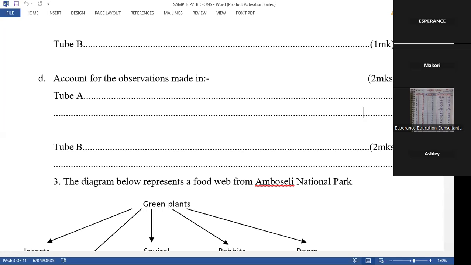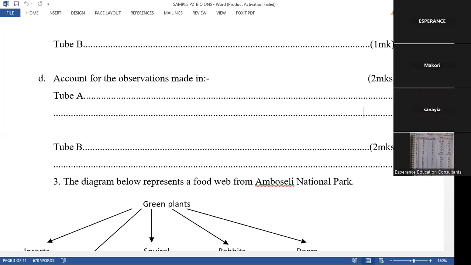Noela, are you here? Maybe you may have entered with another name. I'd also wish to know whether Sanaya from Kipsigis Girls is okay. Sanaya, I'm good. Thank you. Noela, are you still here? AC, how are you? I think it's okay, Mr. Makori. Let us just proceed. I will look for the two. Yes, thank you.